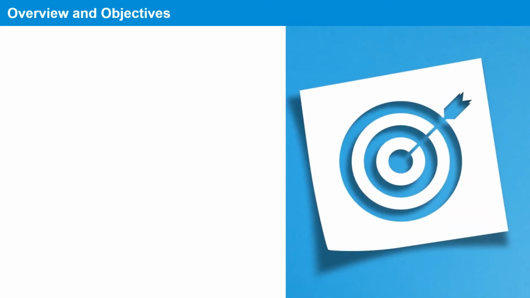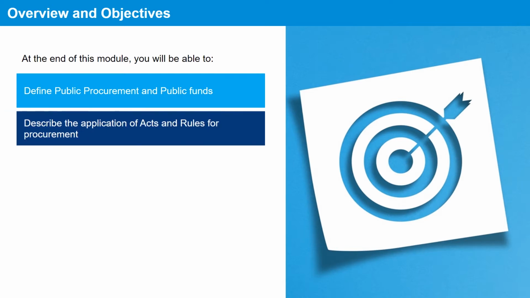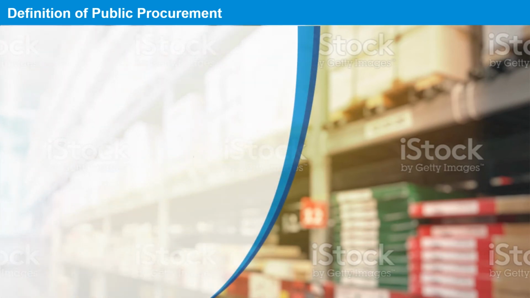Public procurement refers to purchases by governments from the private sector in accordance with acts and rules. At the end of this session, you will be able to define public procurement and public funds, describe the application of acts and rules for procurement, and explain important procurement terms. Let's begin by developing our understanding on public procurement.